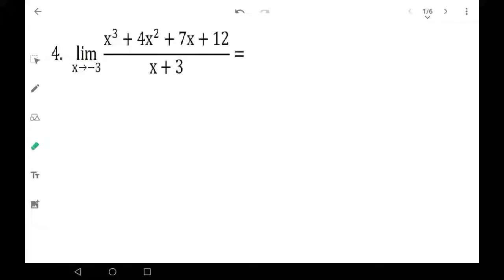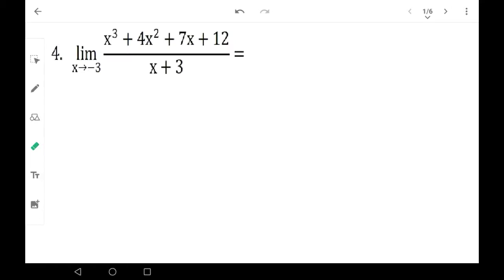Okay, guys, what we have here is a limit as x approaches -3 of (x cubed plus 4x squared plus 7x plus 12) divided by (x plus 3). If we try direct substitution, we will end up with something undefined because we will get a 0 in the denominator, and something divided by 0 is undefined. So what we have to do here is try to factor.